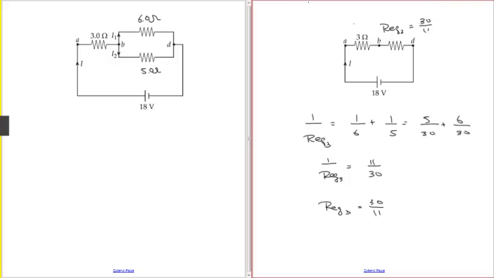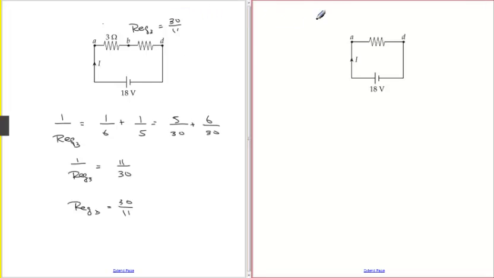And then the final thing is we combine these two, which are now in series, so you just add them together. We'll have 3 plus 30 elevenths. That's 33 elevenths plus 30 elevenths, which is 63 elevenths ohms. So that's the first step. Now we're going to work backwards, going from right to left instead of left to right. But before we do, let me check to make sure that's the correct answer. Okay, so that is correct.